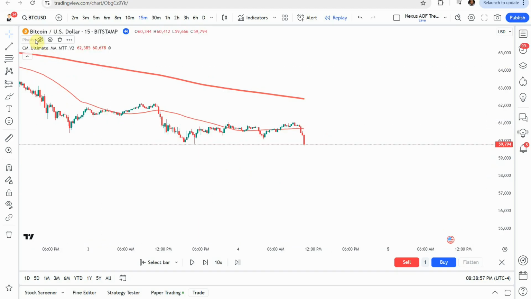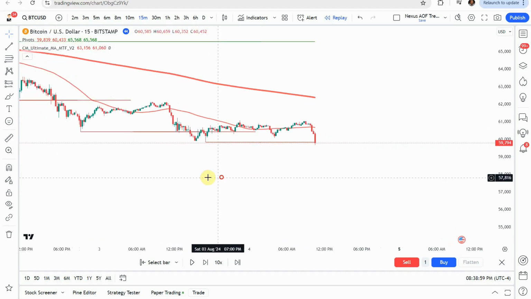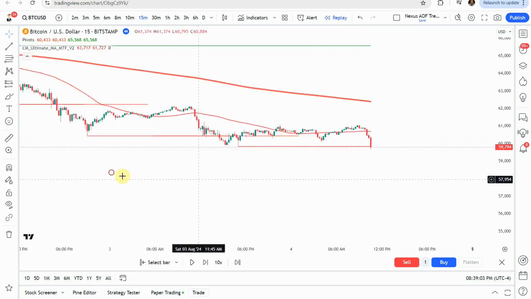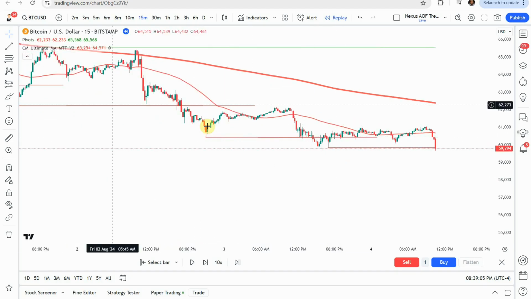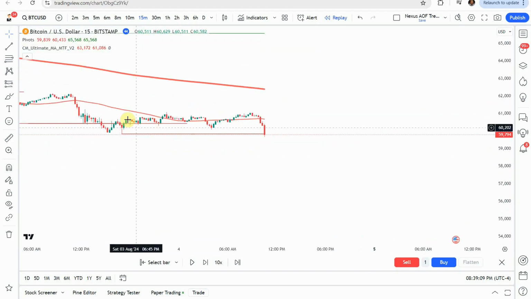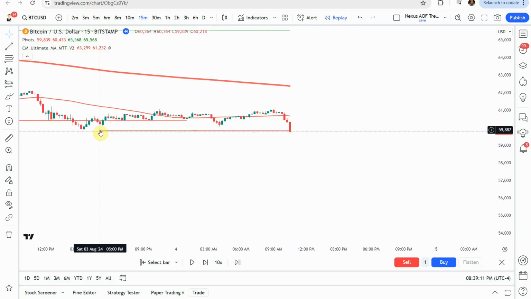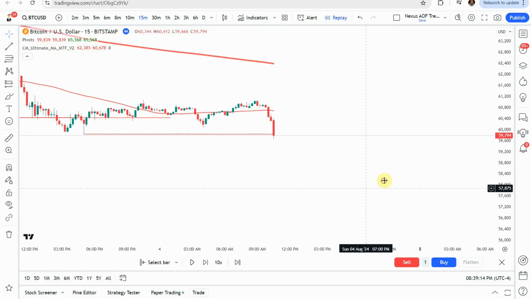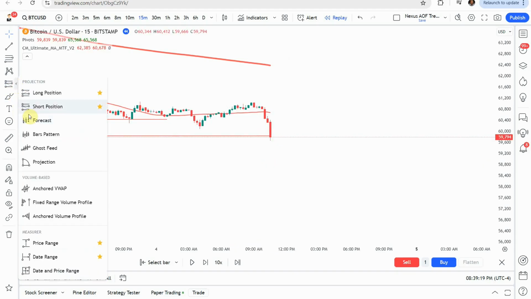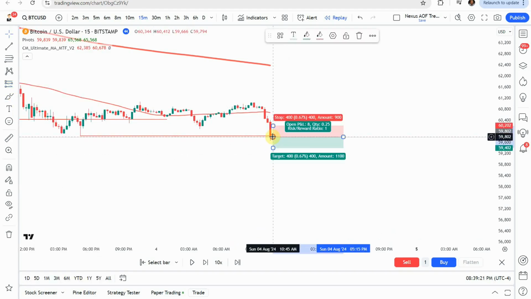And then if I turn the pivots back on, we are looking for a pivot line to form like this here. You can see the red pivot lines and you can see the green pivot lines. We're looking for a red pivot line to form. And then we're looking for price to break below that red pivot line like it does right here. When that all happens, that's going to be the signal to enter into a short.